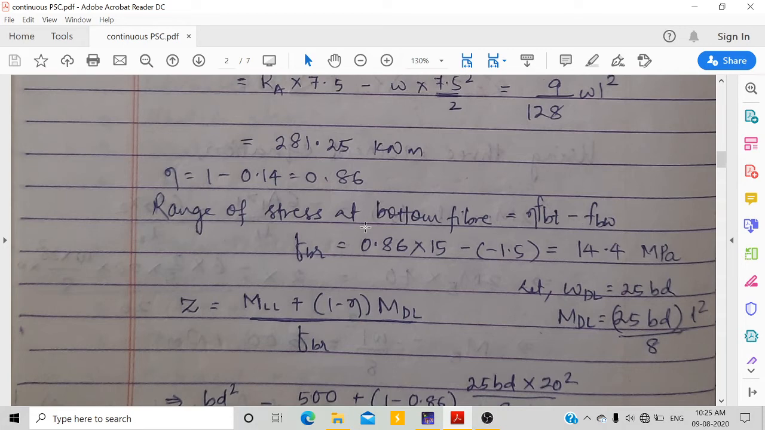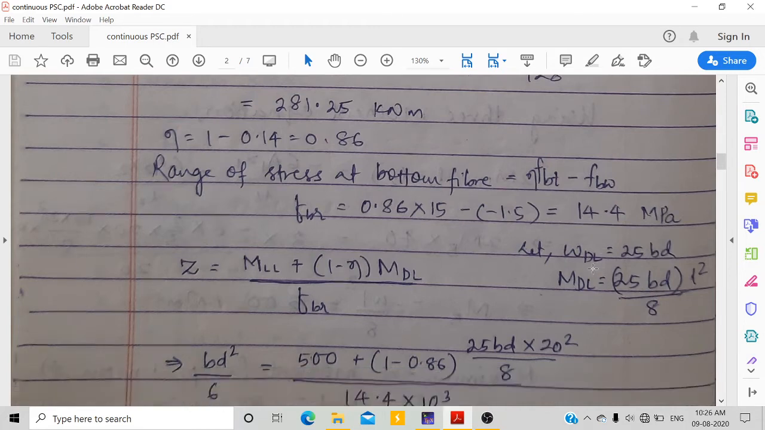So this is the range of stress at bottom fiber, which will be 0.86. So this eta into 15, which is the given maximum stress in concrete, should be 15 and 1.5. It is a limit, right, that I'm using. And because it's tension, it is 1.5, so minus 1.5 I put. So you'll get 14.4. So this is the Z, which is I by Y.